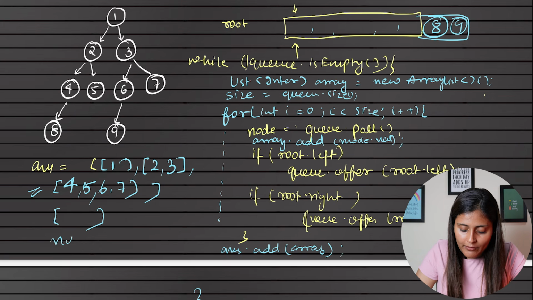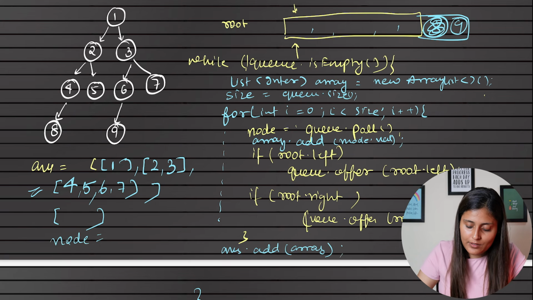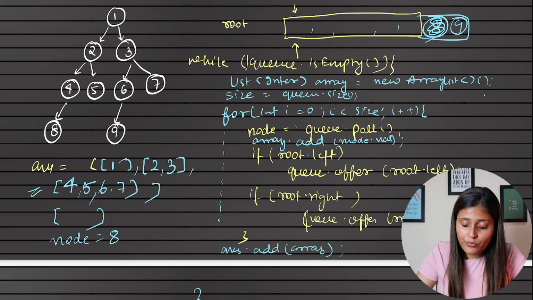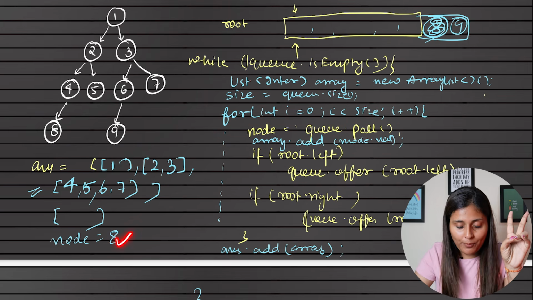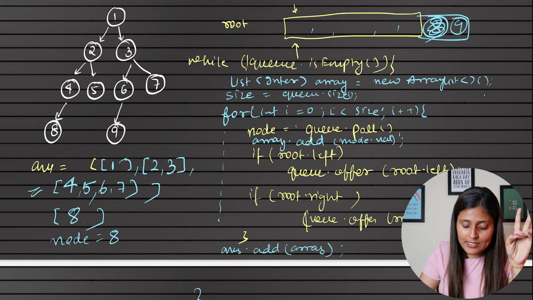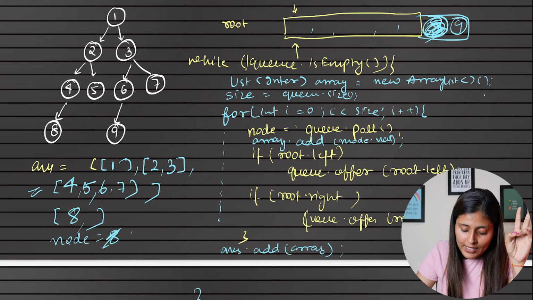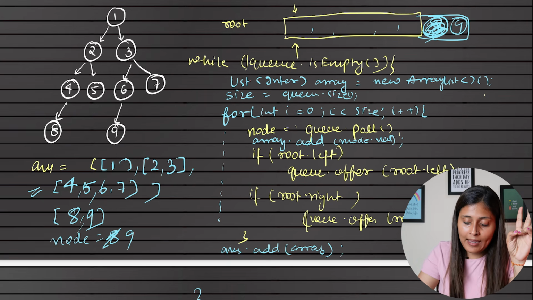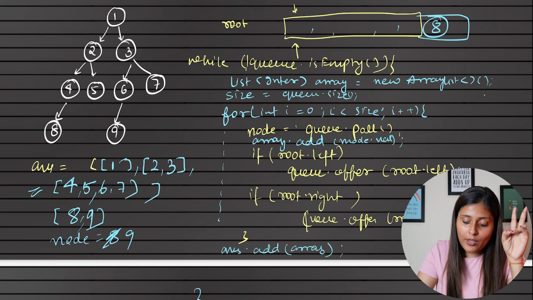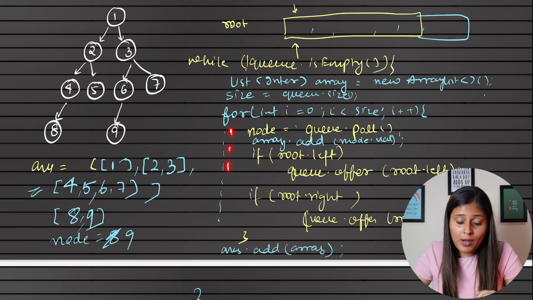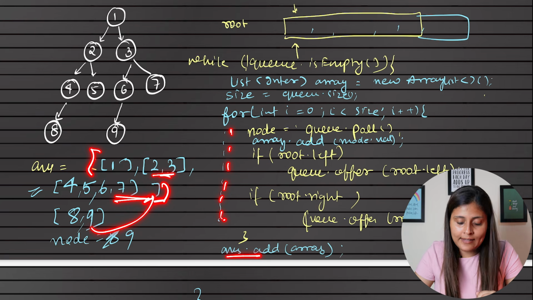Let's create a new list. And the node value will pop 8. So this time the size was 2, so the for loop will run for 2 times. First we'll pop 8. 8 will get inserted in the list and 8 will get popped out from here. Now next time 9. So 9 will get inserted in the list and 9 will get popped out from here. Okay. Now what will happen? We'll come out of this for loop. In our answer, in this list, we will insert this 8, 9 also.